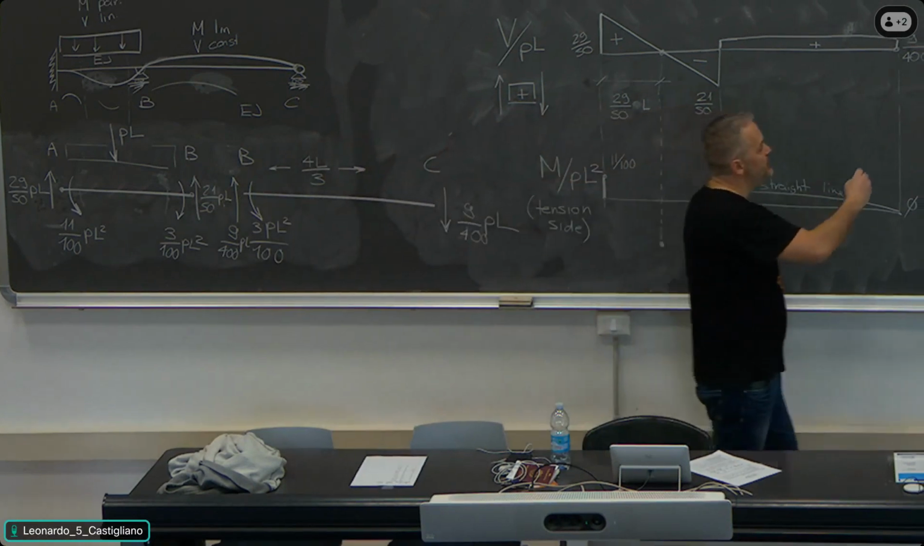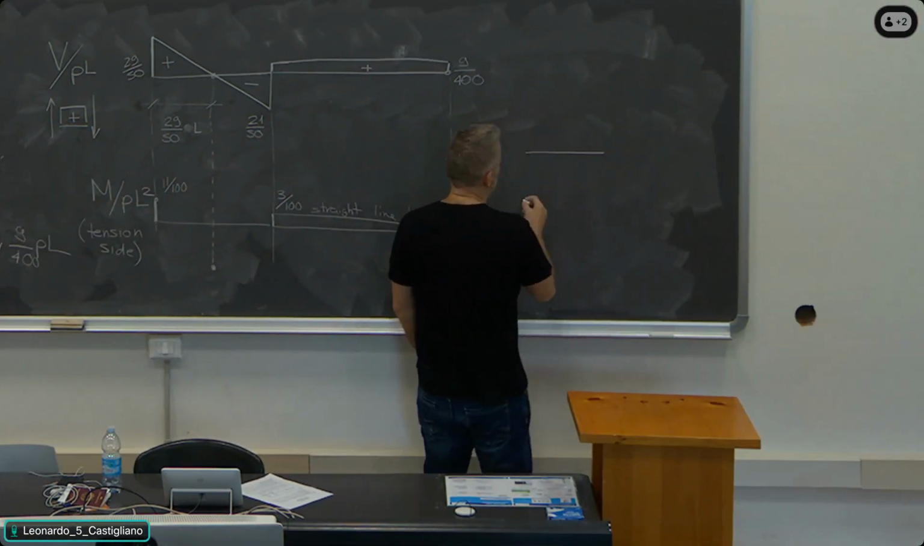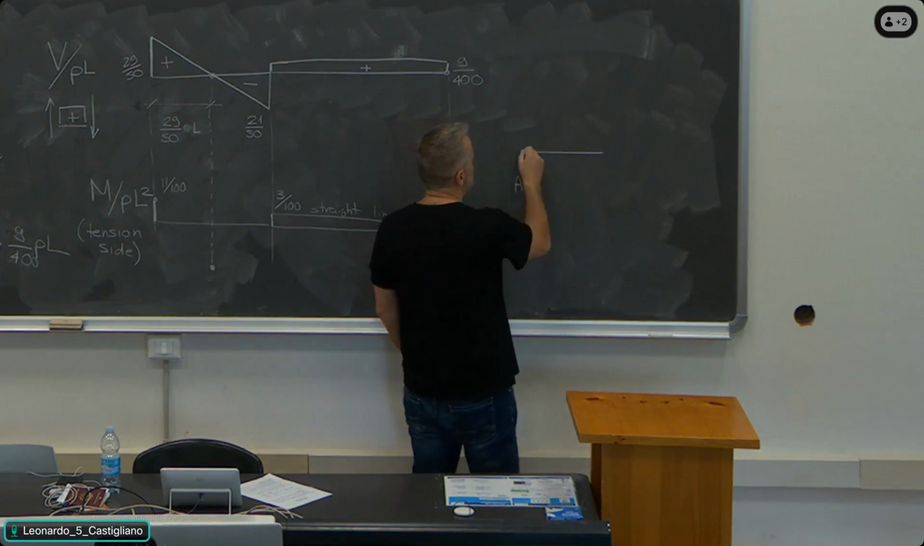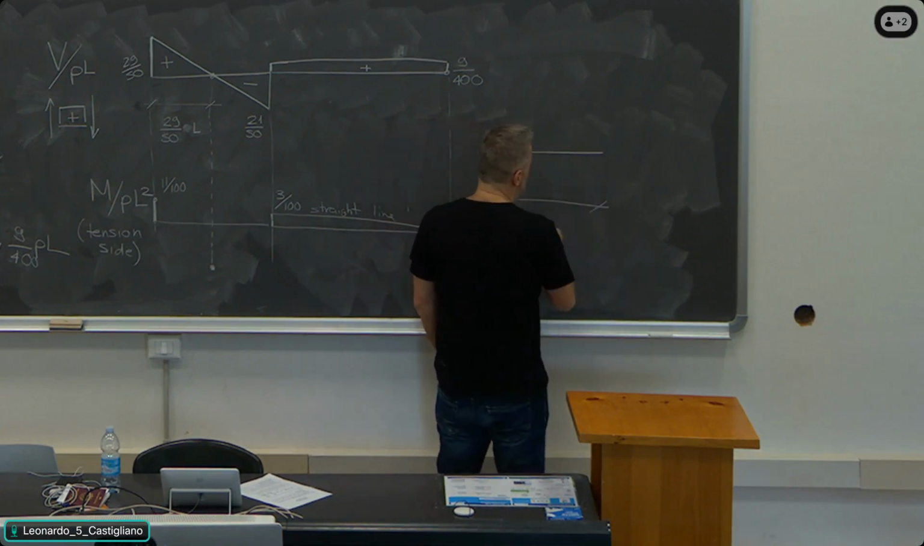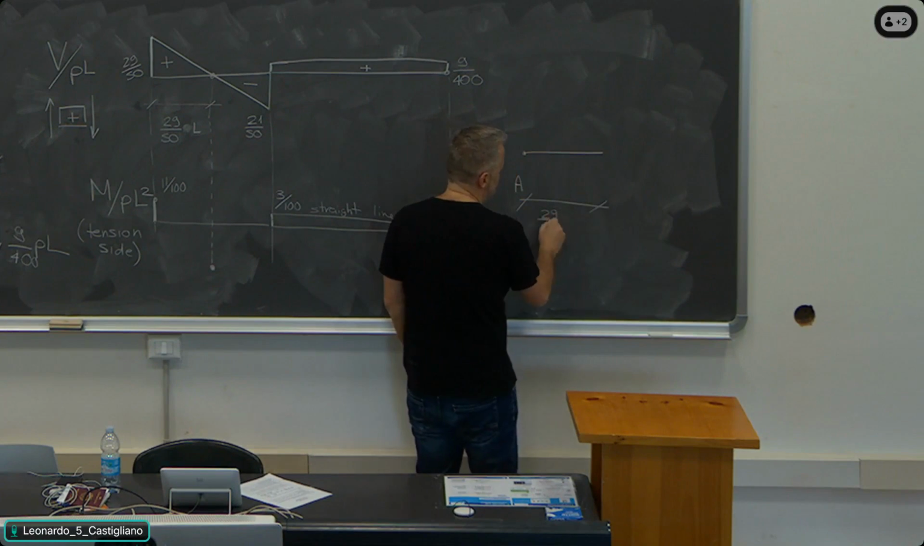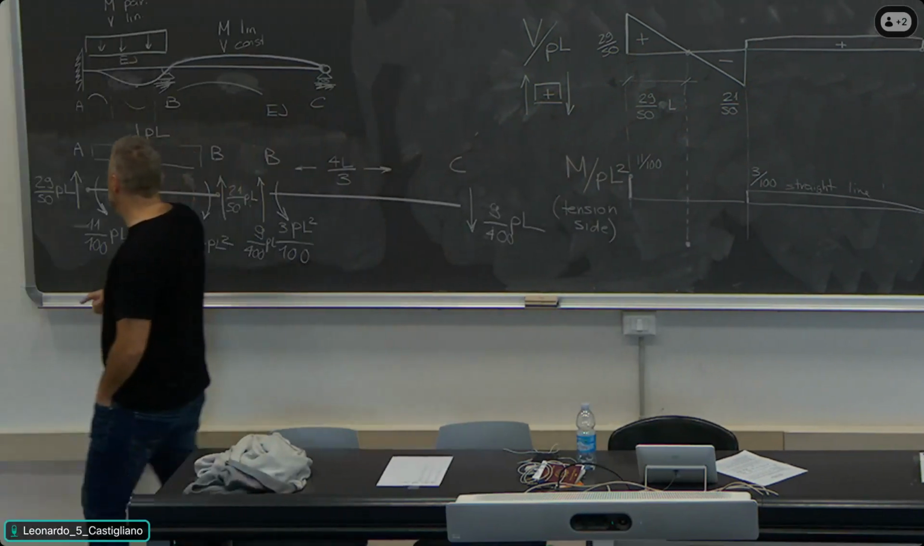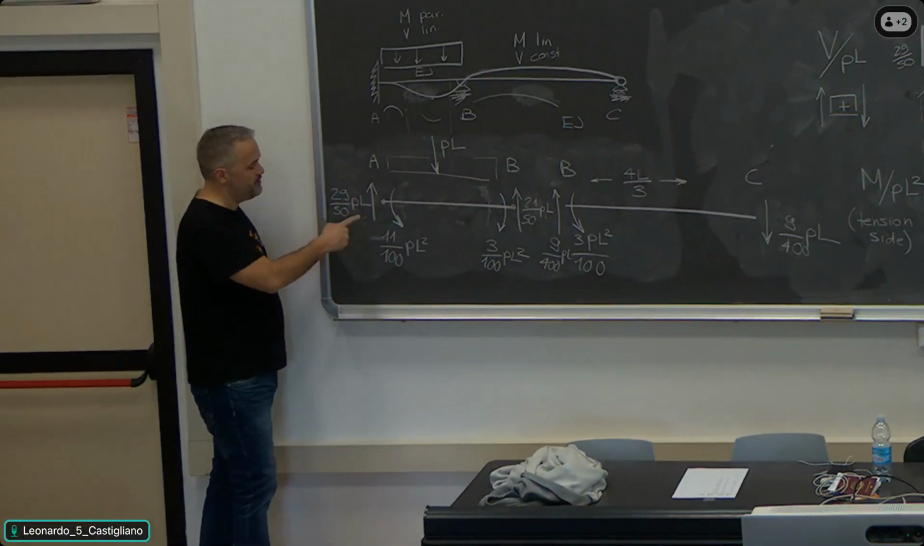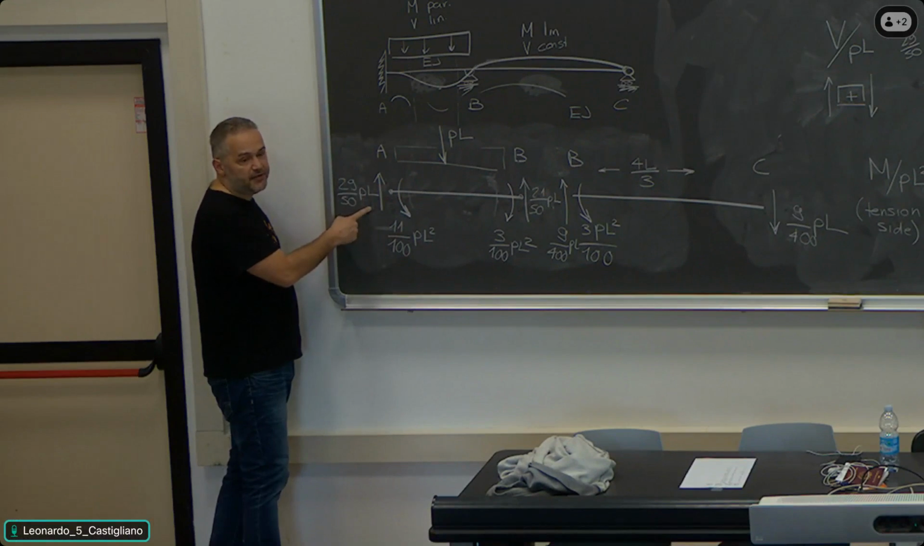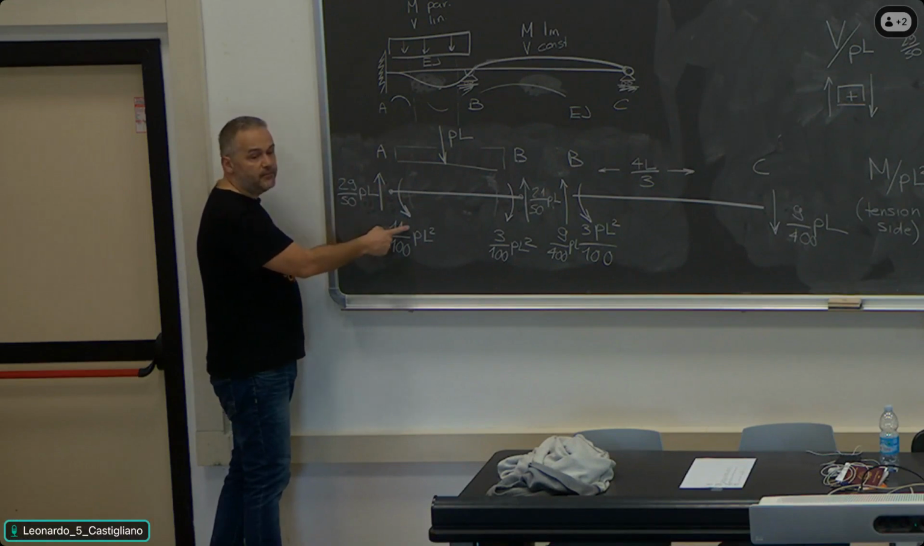How do I do it? Well, I simply draw the portion of the beam starting from A with a length 29 divided by 50 L. What are the forces acting? You have the forces at point B, at point A, so 29 divided by 50 PL, and the bending moment, which is 11 divided by 100 negative.